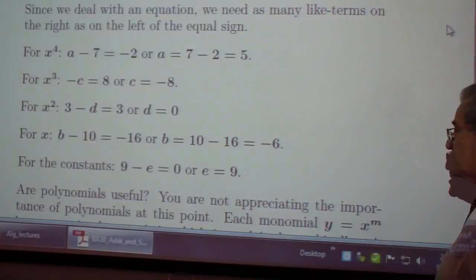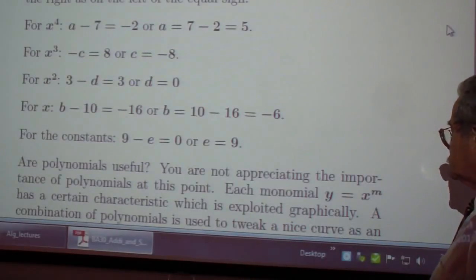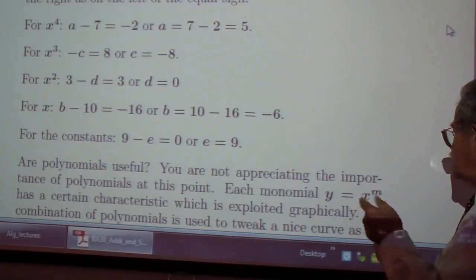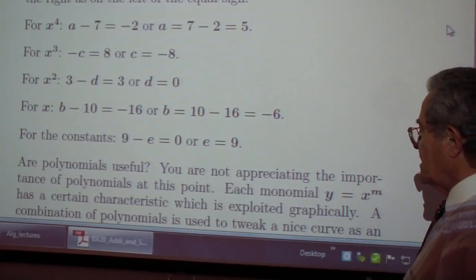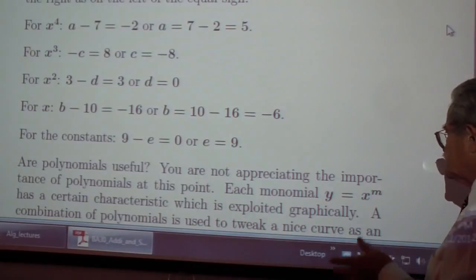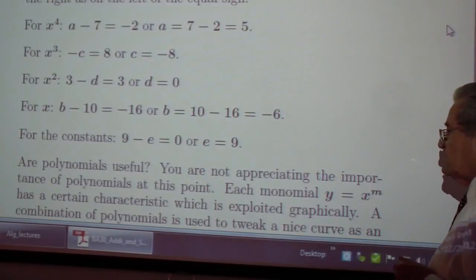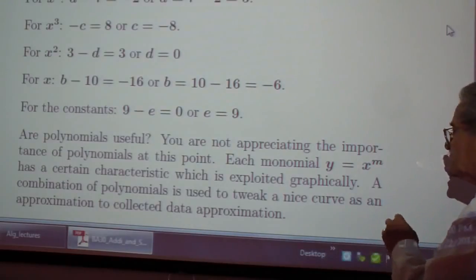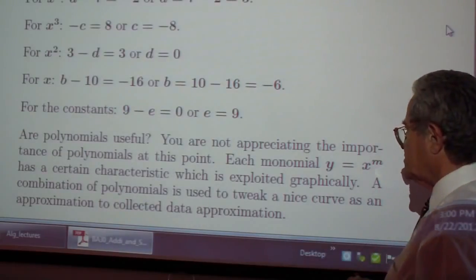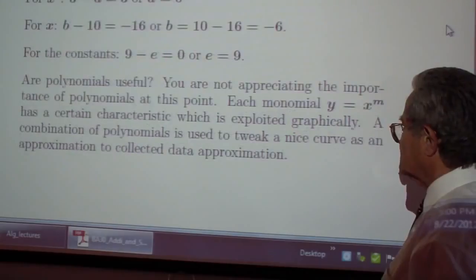Again, are polynomials useful? You are not appreciating the importance of polynomials at this point. Each monomial in the form of y equals x to the m has a certain characteristic which is explored graphically. The combination of polynomials is used to tweak a nice curve as an approximation to collect the data approximations.